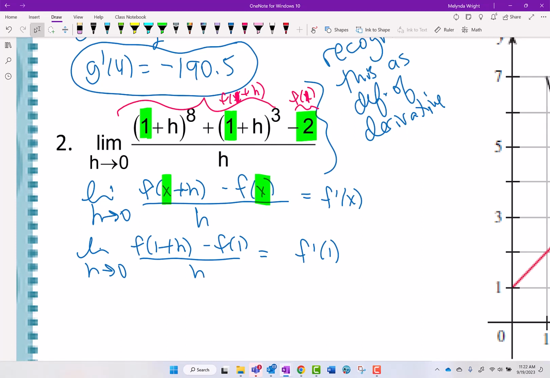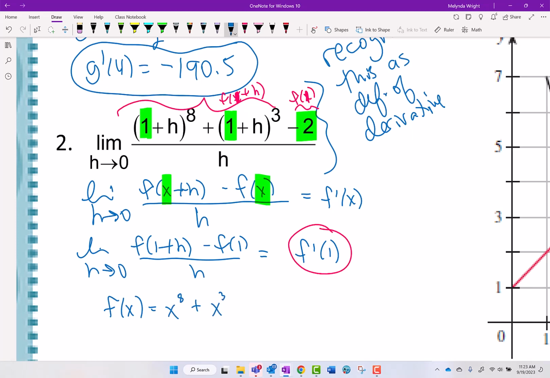So how do we do this without doing the limit? What is this saying? This is saying that if I can figure out what f is, if I can figure that out and I can take the derivative of it and stick a 1 in it, I'm going to have my answer without doing the limit at all. That's what I'm looking for. So as I look at my function, this f of 1 plus h business, and that's the f of 1. So f is actually x to the 8th plus x cubed.